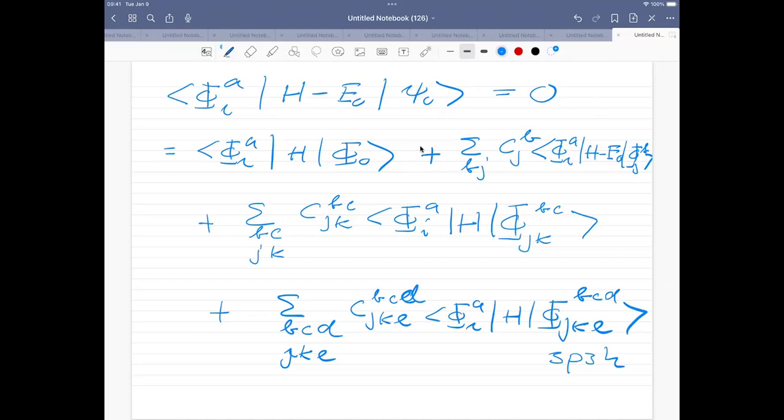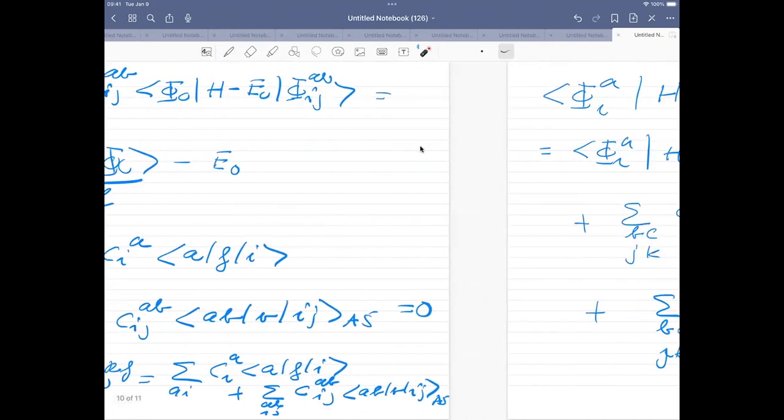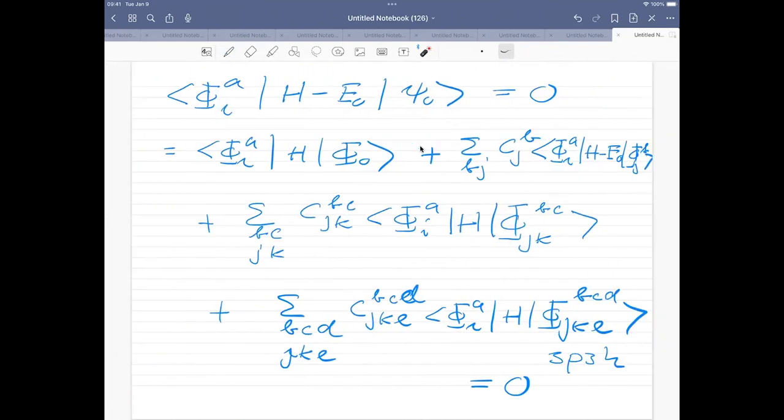Now, what you see now is that you get a set of equations which you could solve if you have an initial guess for the coefficients. And if you take a closer look at the coefficients, this coefficient C_J^B here, when we set up the equations after the break, will be multiplied with E0. Now, E0 contains the coefficients. So that means that you get a set of equations which is non-linear in the coefficients.